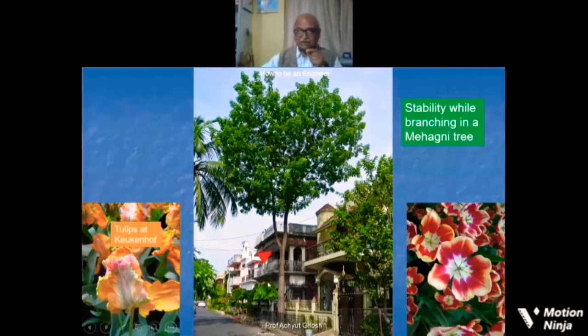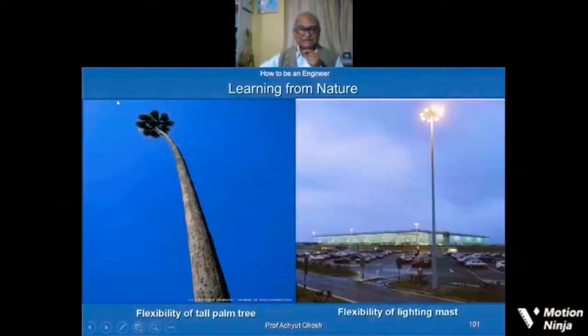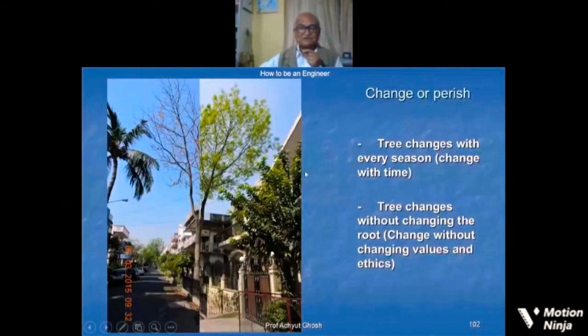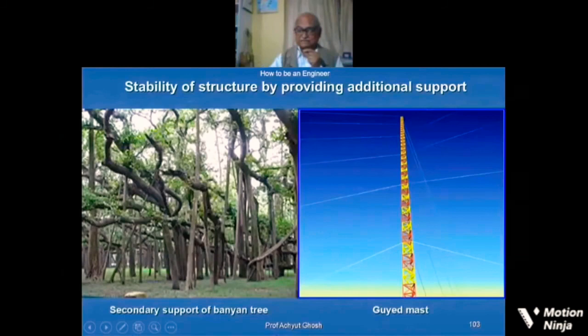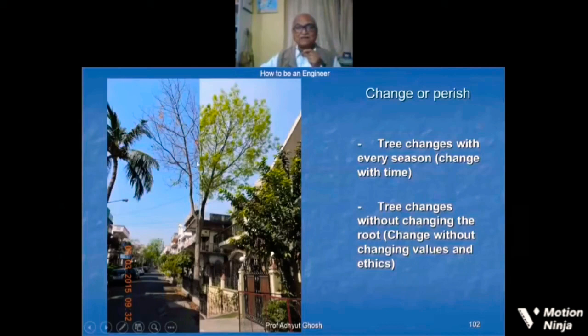When one plant has gone up, it has branched. The moment there will be a second plant to balance, otherwise the tree will fall. So nature creates its own balance. You have to learn from it. Learning from nature, this is a palm tree. This is our flexible lighting post. Again, learning from nature, this is the same plant I told you I have planted. During some period of the year, it looks like this. During other period, it looks like this. So the tree changes with every season, changes with time. The tree changes without changing the root, changes without changing values and ethics. This we learn from nature.